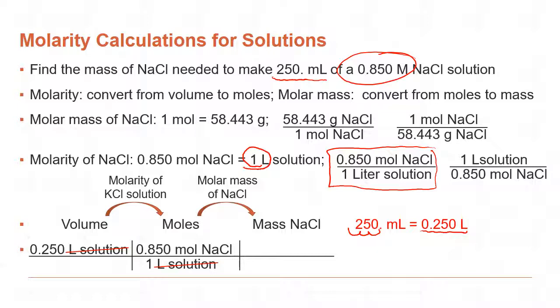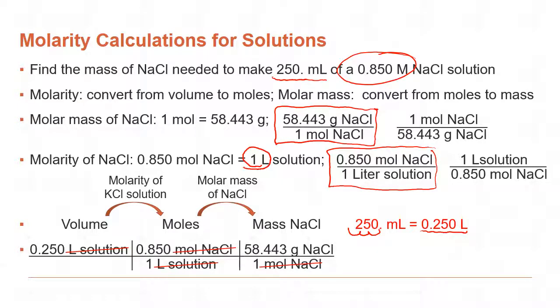But what I'm interested in is the mass. So the next thing I need to do is to convert that moles of sodium chloride into mass. I want to cancel moles and keep grams. So I'm going to select this conversion factor, moles in the bottom, grams in the top. When I write it this way, the moles cancel. And then I can do the math.